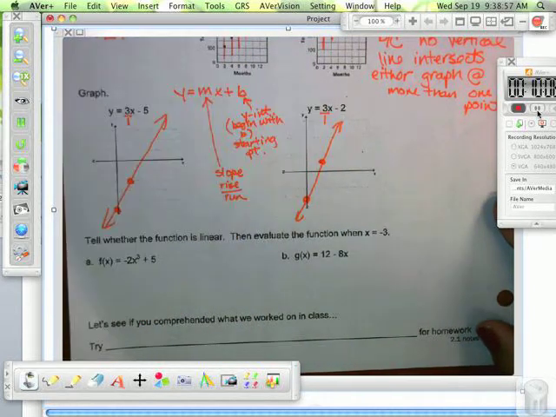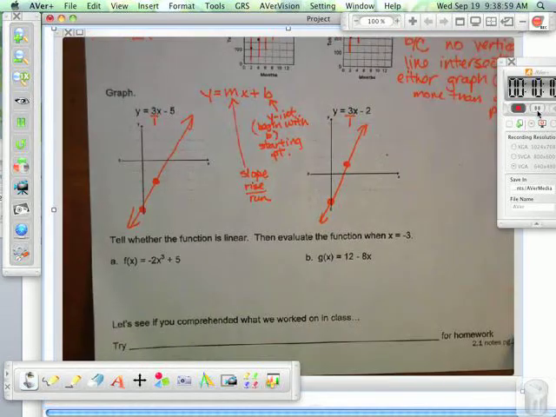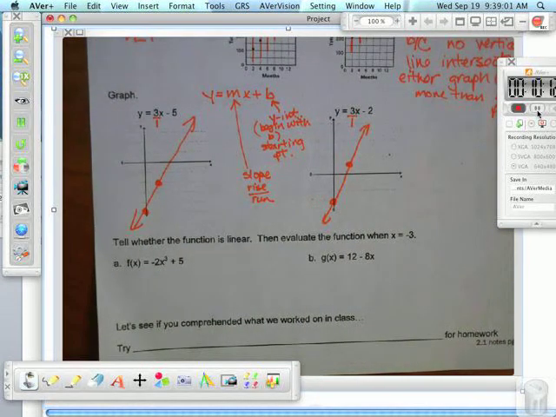Oh, now wait a minute. What do you notice about both of those lines? They have the same slope, but different y-intercepts, correct? Oh, so this is like a refresher. If two lines have the same slope, they are what? Okay, all right.